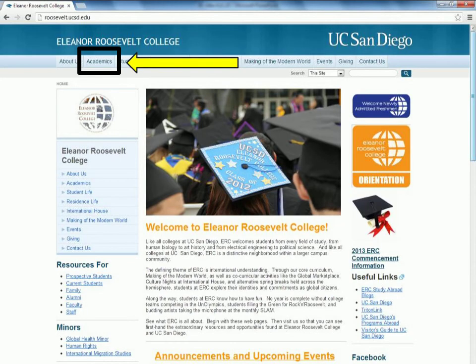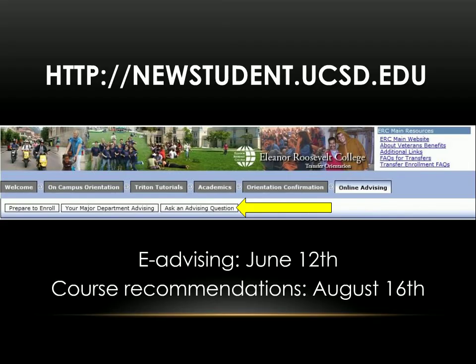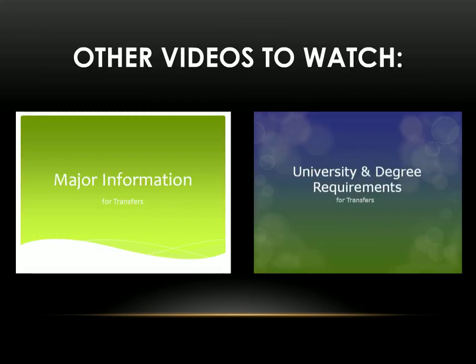You can always refer to the ERC website for a complete list of GEs and requirements. Go to roosevelt.ucsd.edu and click on the Academic tab to access the list of GEs. If you have any questions, use the new student site for e-advising and to check your course recommendations in August. Be sure to watch the major information video and the university and degree requirements video so you get the whole picture of your UC San Diego degree.